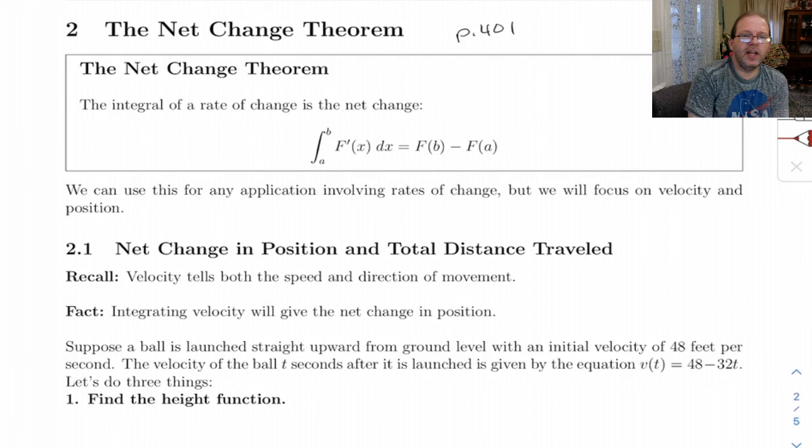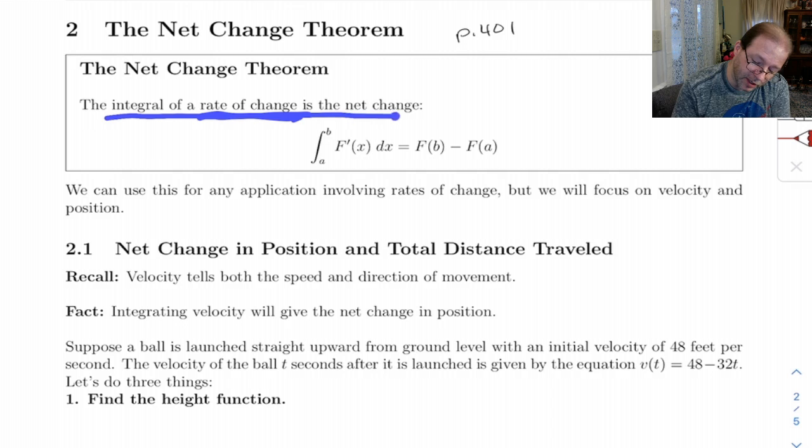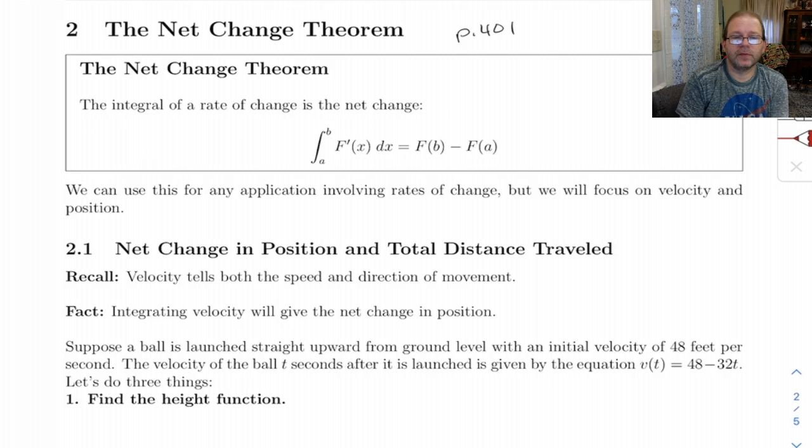Hey guys, let's look at the net change theorem. The net change theorem says that if you're given some rate of change, or in other words, a derivative, if you take the integral of that thing, it gives you the net change from one point to another. And that's expressed like this. The integral from a to b of f prime of x dx is f of b minus f of a.